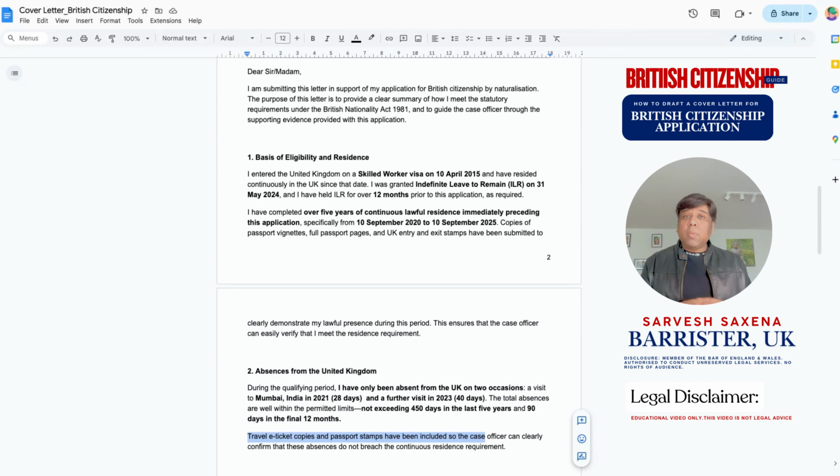They can even make inquiries with the other country's jurisdictions. They can ask them whether this person was really there because they share data, right? So if you provide a copy of your e-ticket, it is really helpful.